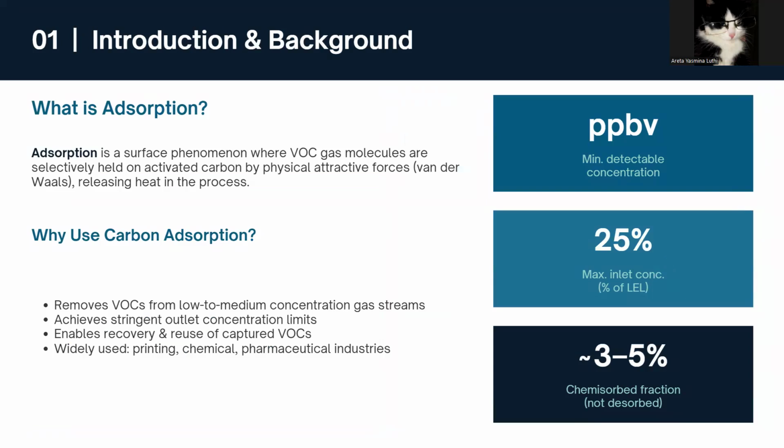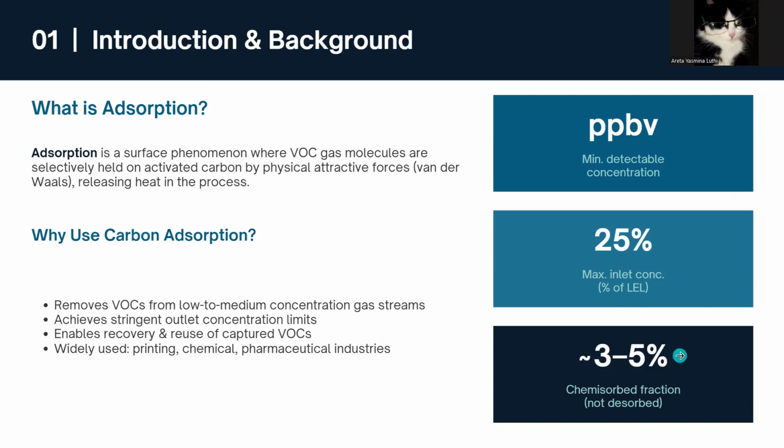So, adsorption, as we know, is a surface phenomenon in which VOC gas molecules are physically attracted to and retained on the surface of activated carbon through van der Waals forces. Because of this physical nature, the process is largely reversible, which is a key advantage of this technology. As VOCs accumulate on the carbon surface, heat is released, making it an exothermic process. However, approximately 3 to 5% of the VOC undergoes chemisorption, bonding chemically to the surface, and cannot be recovered during regeneration, and this permanently reduces the carbon's capacity over time.